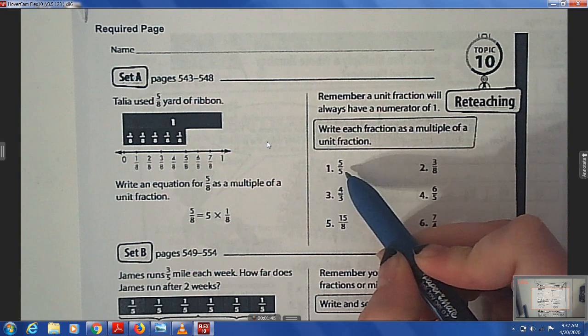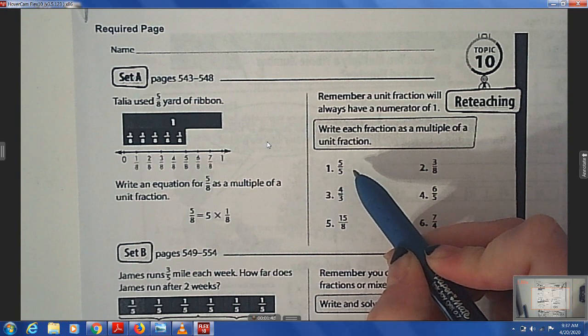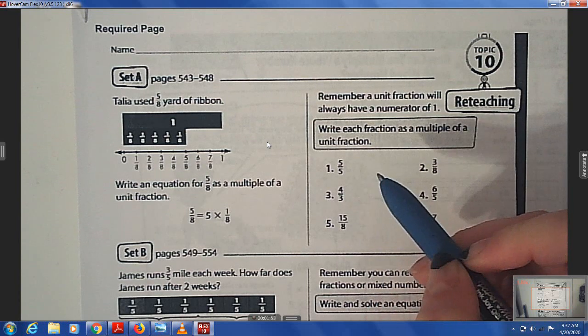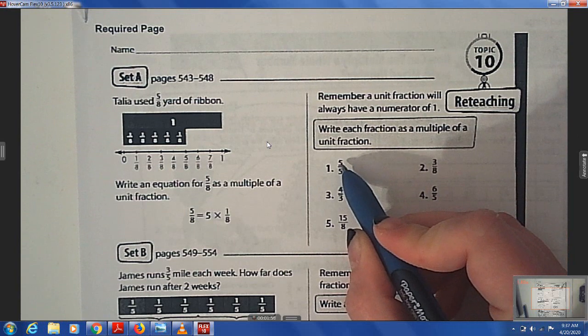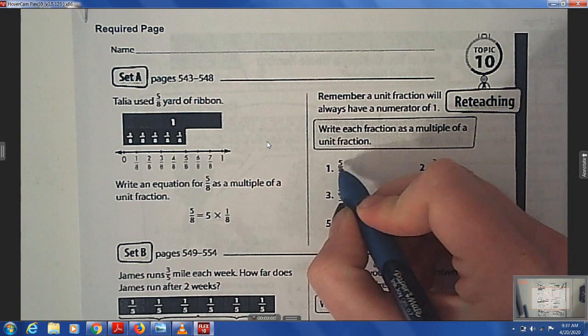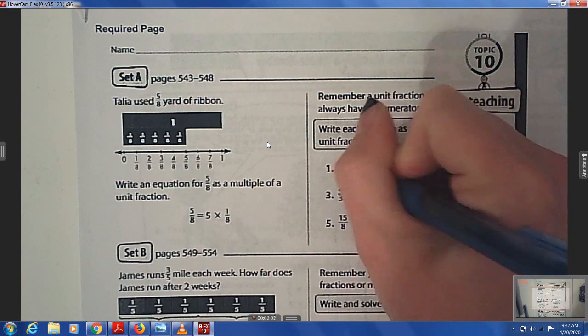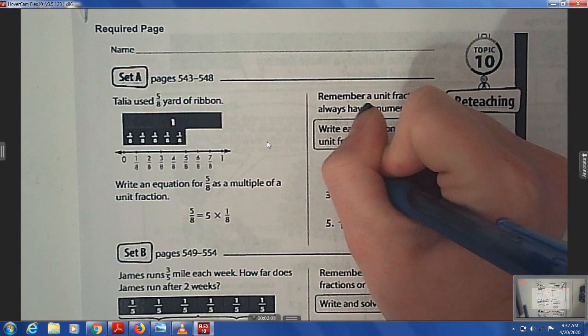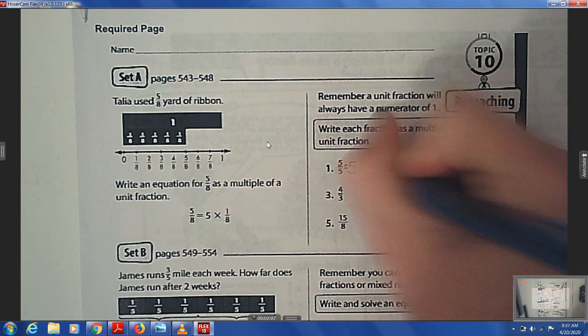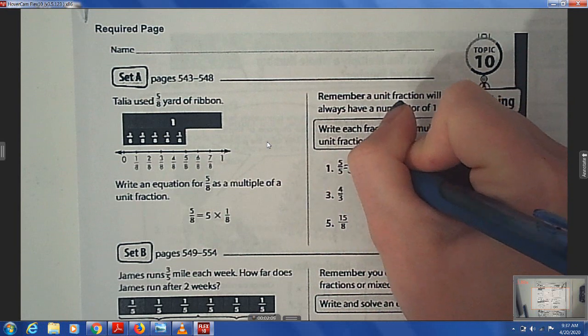So looking at number 1 under set A, we have 5/5. So I should be thinking of 1/5 as my unit fraction. So look at your numerator for what the whole number should be. Should be 5, whatever your numerator is. Put my equal sign here, equals 5 times 1/5.